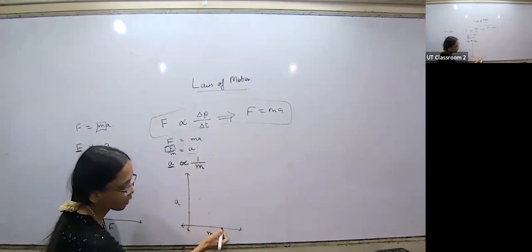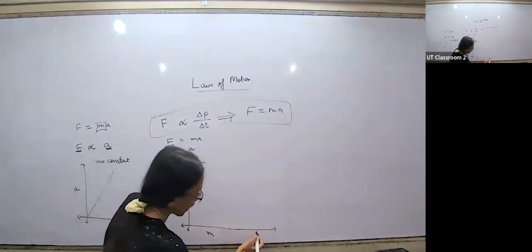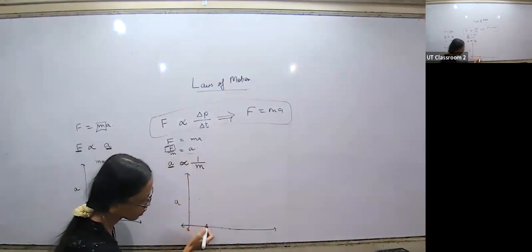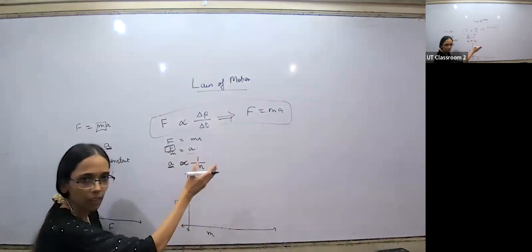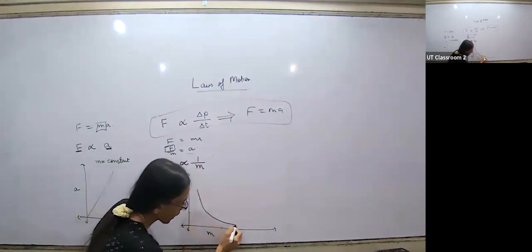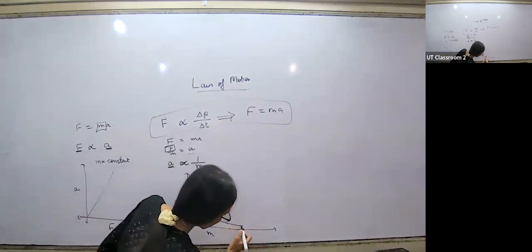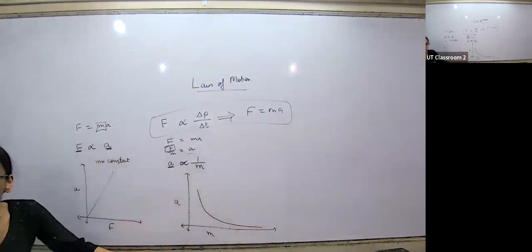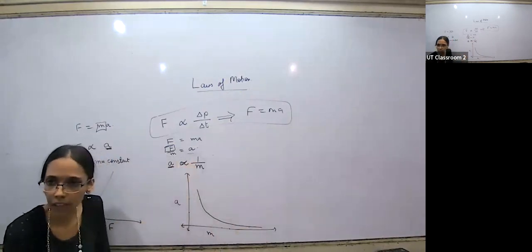Now mass 3, mass 4, mass becomes 10. So yahan pe kya jayega? 1 upon 10. So this becomes 0.1. Aise karke hamesha sab divide karke kam hote jayega. So the graph will look like this. It's not going up, it is going niche. So this is how the graph looks for acceleration is inversely proportional to mass, that is 1 by M.